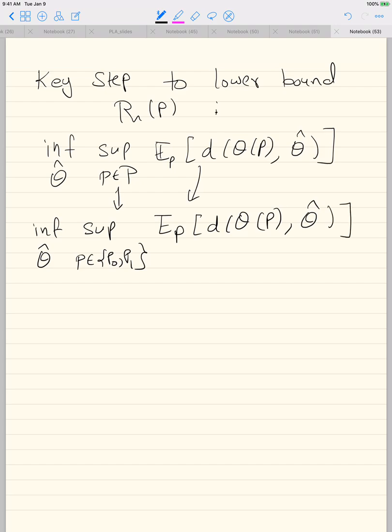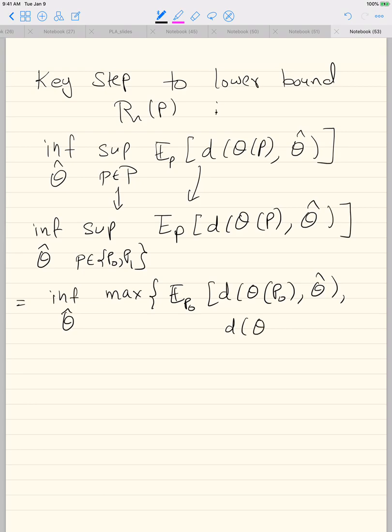Okay. But since there are only two distributions, what we can do is write it as the max of E_P0 d(θ̂, θ(P0)) and E_P1 d(θ̂, θ(P1)). Since we only have two distributions, this sup is basically just the max of either the first one, or the second one. Either it is E_P0 here or E_P1. It's just one of the two.